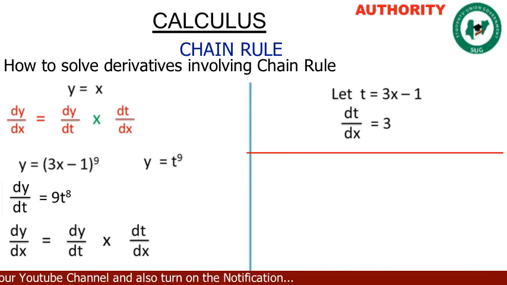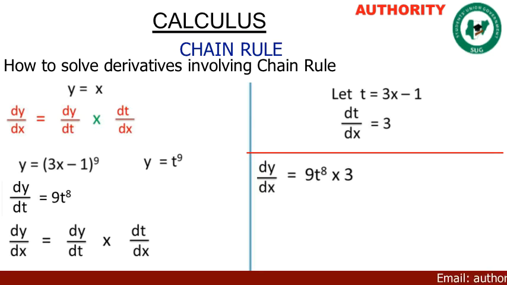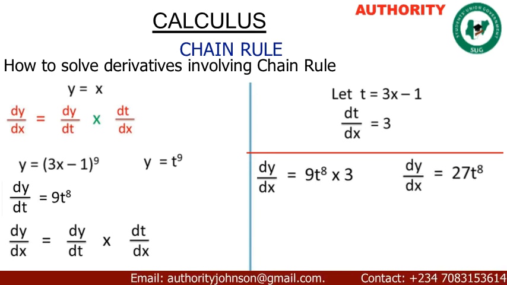Now let's continue. We said that our dy/dx is going to give us, as you look above, dy/dt, the differentiation of y with respect to t, which gave us 9t raised to power 8. So we are going to have 9t raised to power 8 times the differentiation of t with respect to x, which gave us 3. So we are going to have times 3. From here we say 9 times 3, it will give us 27. 27t raised to power 8.